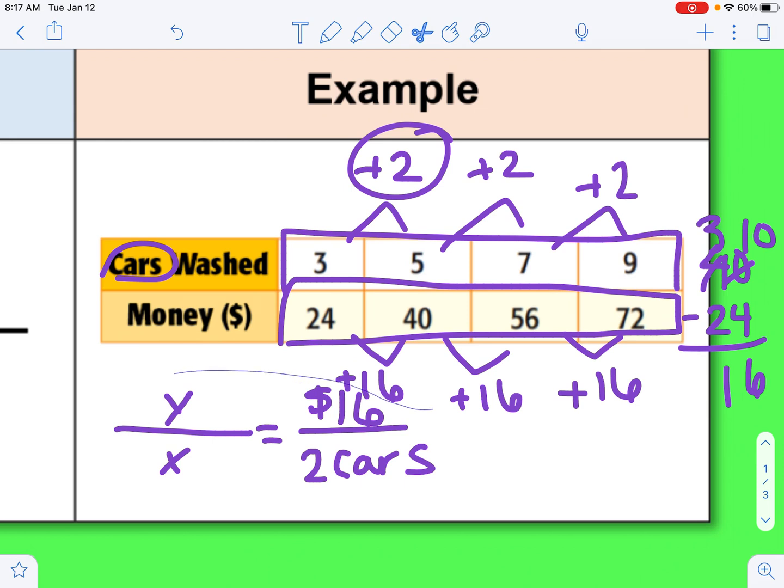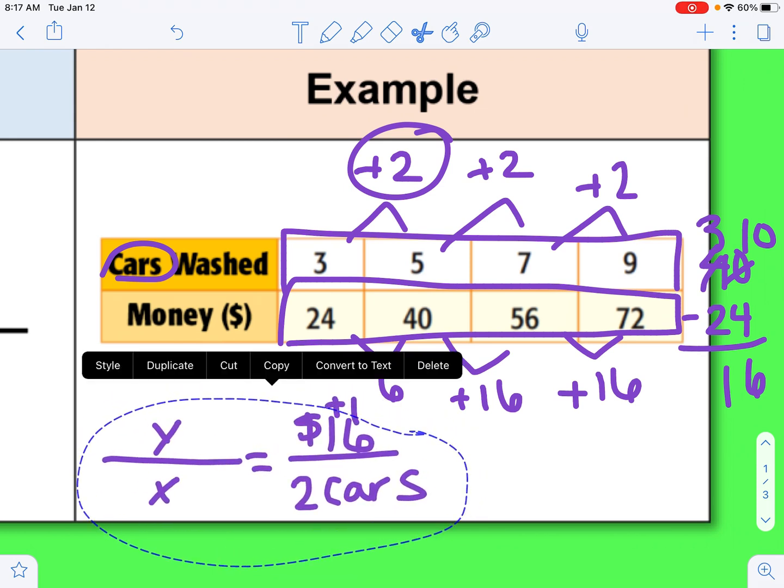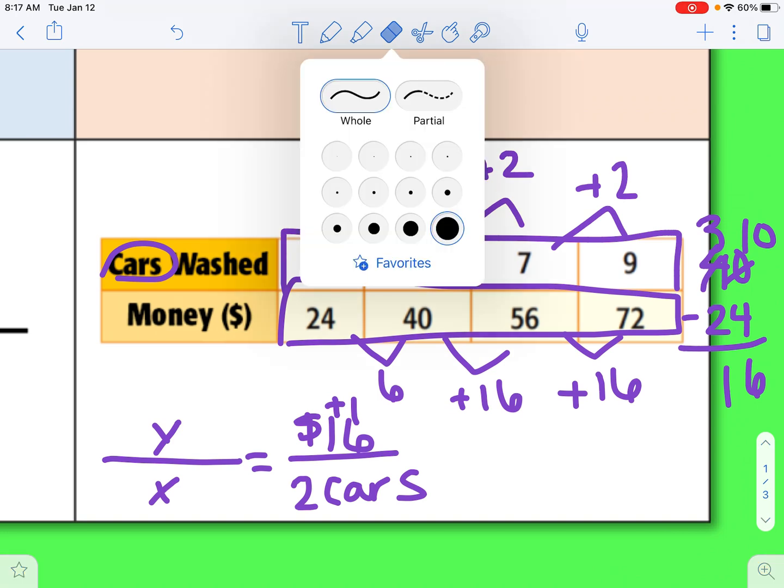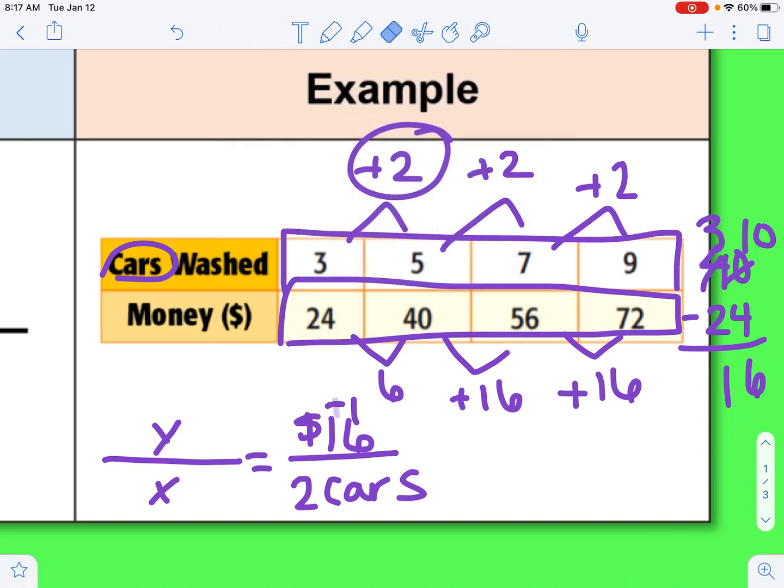I'm going to move all this down. I like labeling my work so that I have an idea of what we're talking about. So right now our rate of change is $16 per 2 cars. But if we think about that as a fraction, we can simplify 16 over 2. We divide 16 by 2, and we get $8, and that's per car. This car wash is making $8 each car.